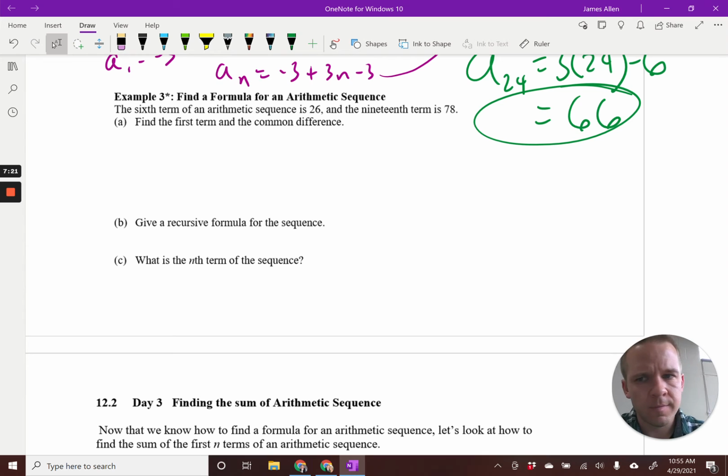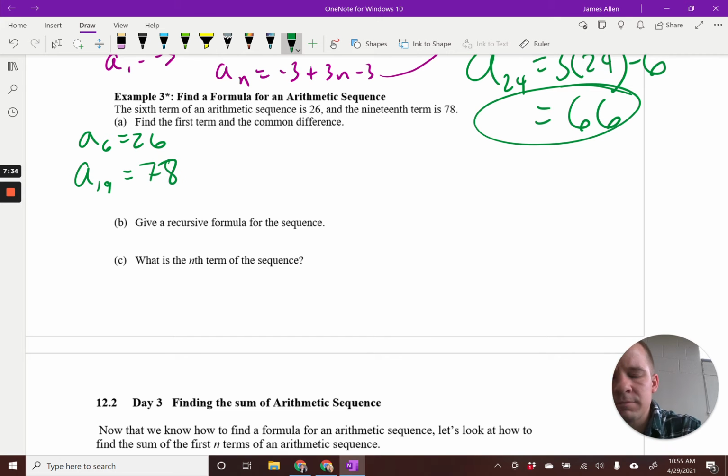Take a deep breath here. So the 6th term is 26. So a sub 6 is 26. And the 19th, that's 78. Okay. So how much is it changing each time? Change. That sounds like slope to me, right? Which would be changing y over changing x. So our function values here, the 26 and the 78, that's like our y's. And the n's, that's like our x's, right?